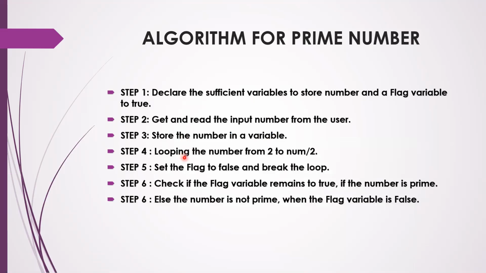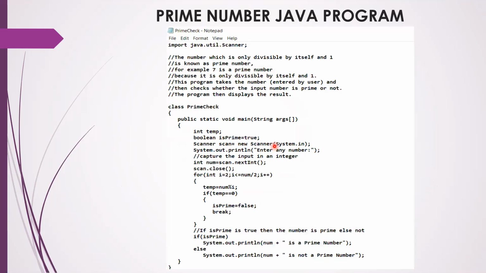And I've told you just now, you're looping the number from 2 to num divided by 2 to check divisibility of any number. For example, if you take 4, it will be divisible till 2 and 4. So it is enough to check until half of the number. So set the flag to false and break the loop. Check if the flag variable remains true, then the number is prime, else the number is not prime and the flag variable is false. So this is the algorithm for the prime number.